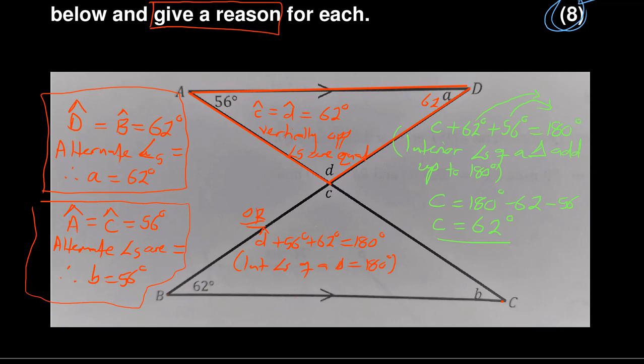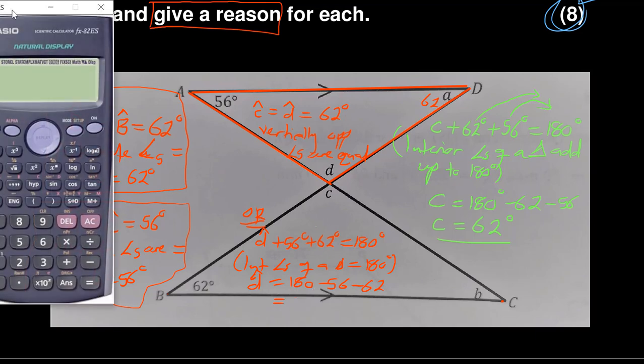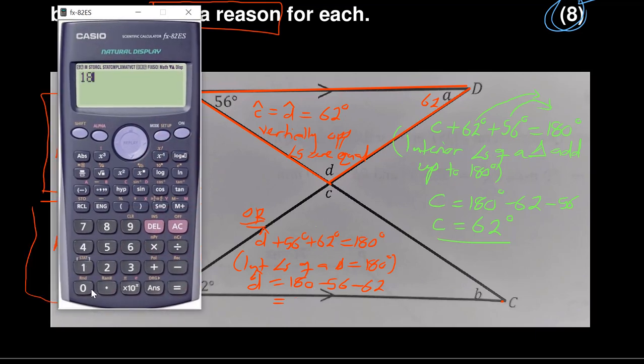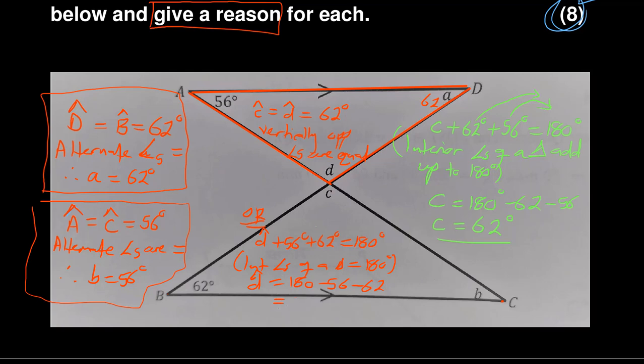So now after that, you're going to say angle D is 180 minus 56 minus 62, and if you did that again, you can use a calculator to say 180 minus 56 minus 62, it was going to give you 62 degrees there. So angle D maintains that value, this angle is 62 degrees.